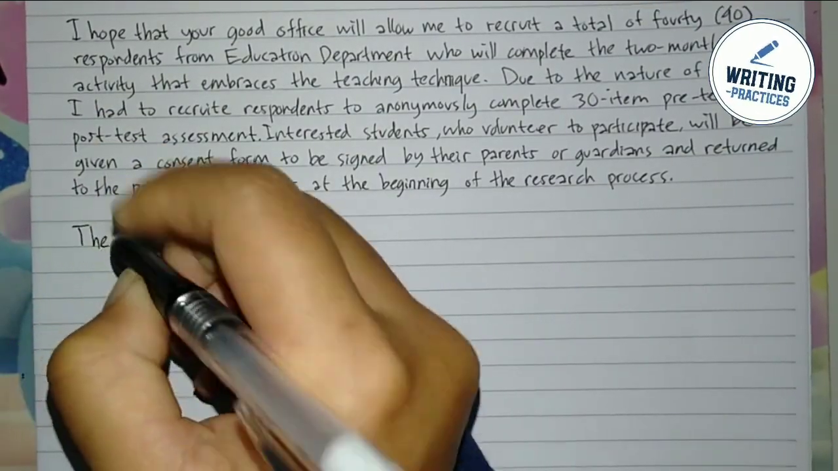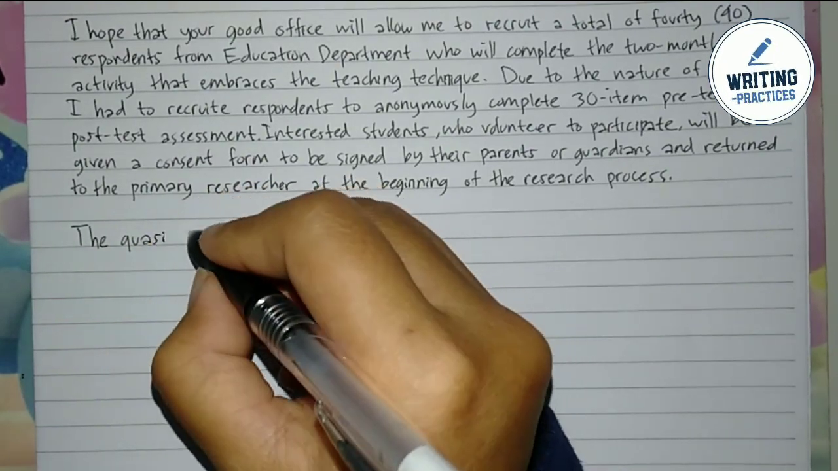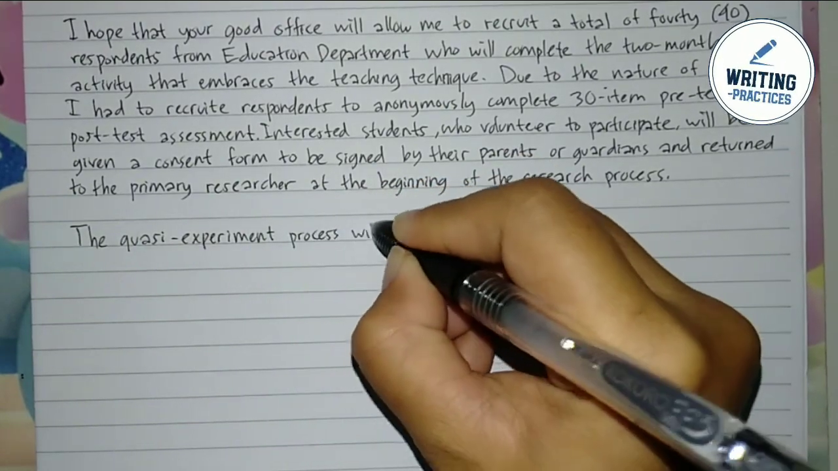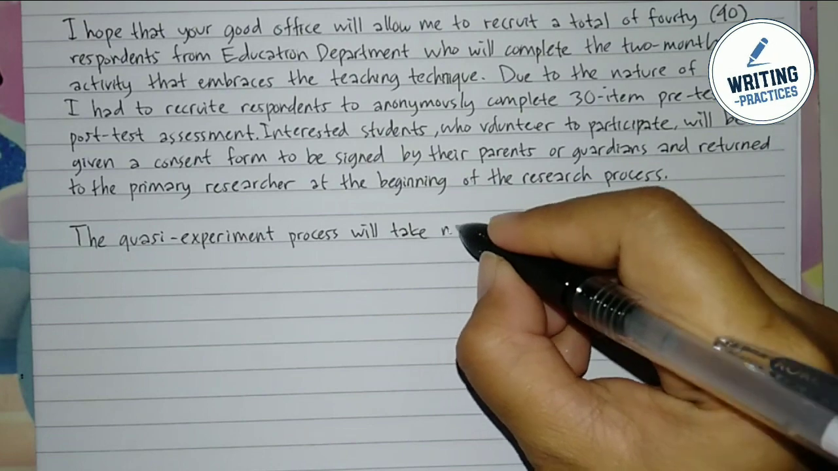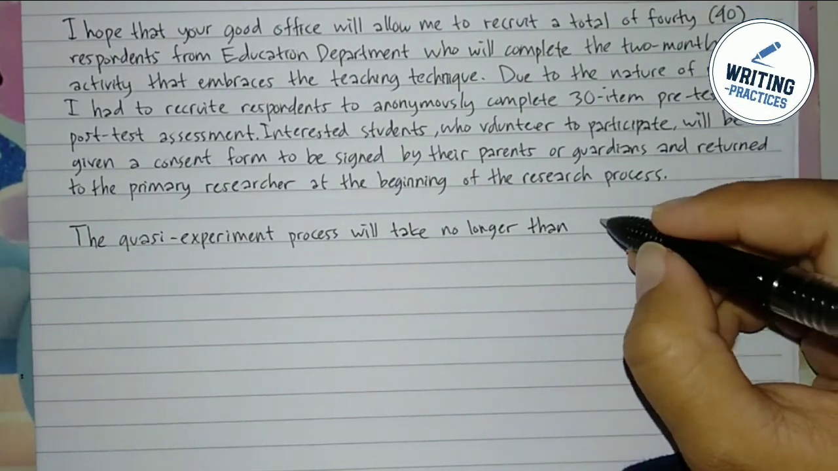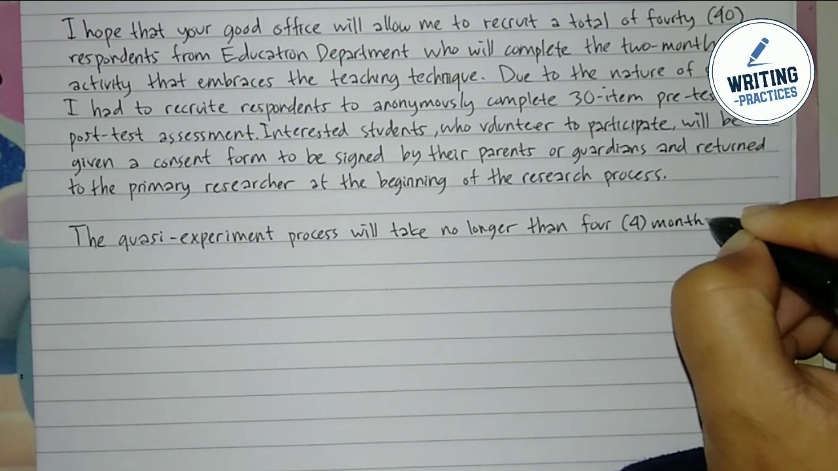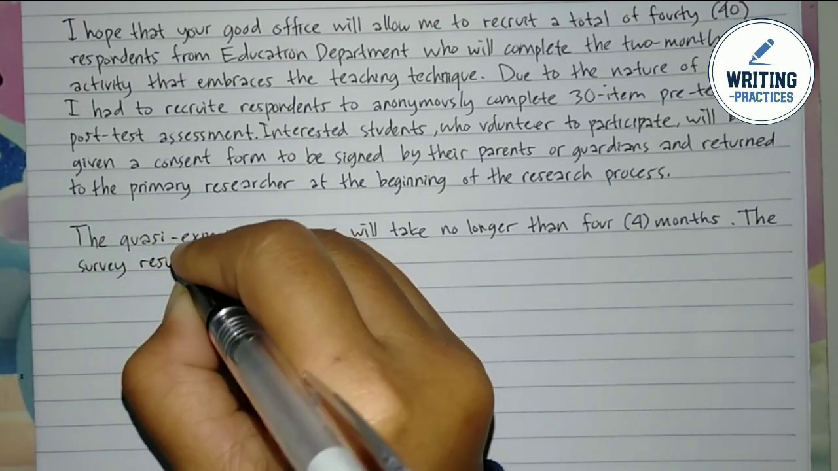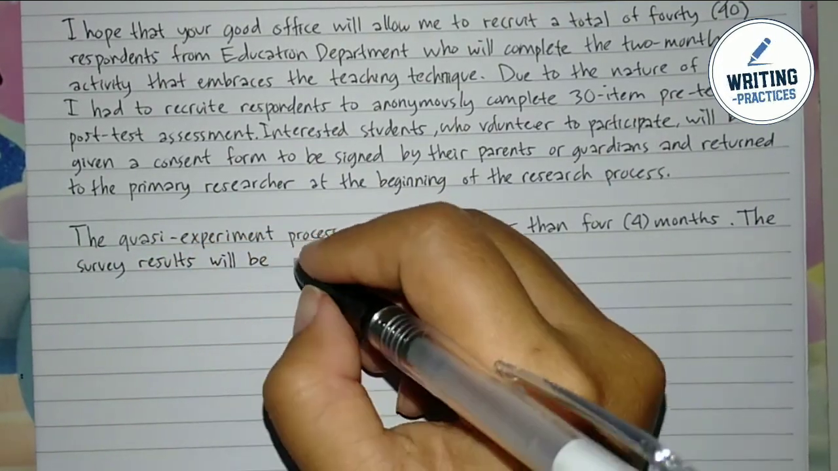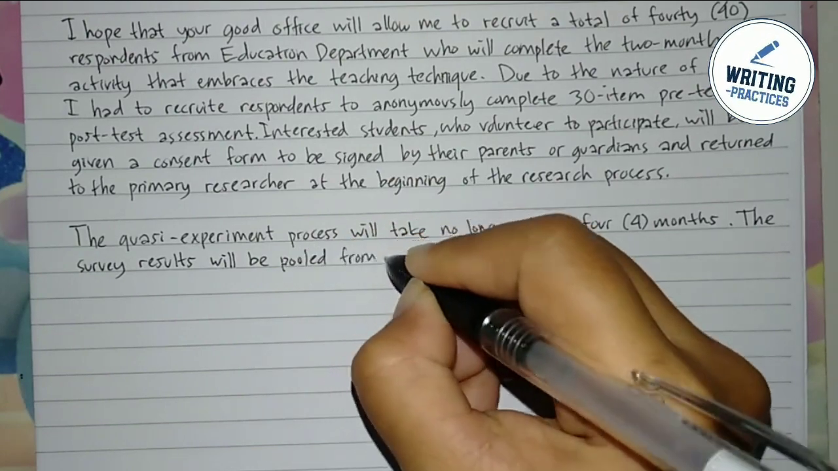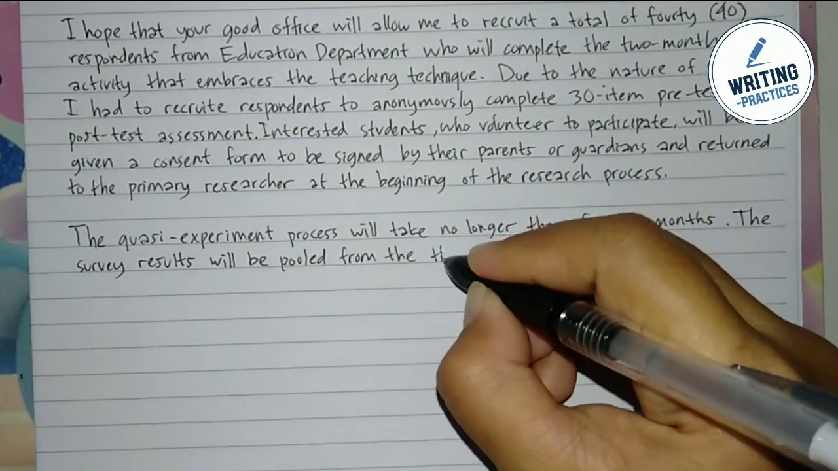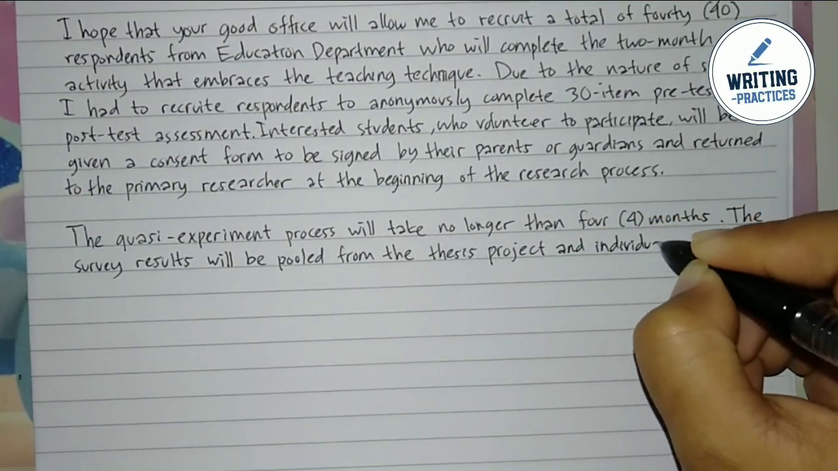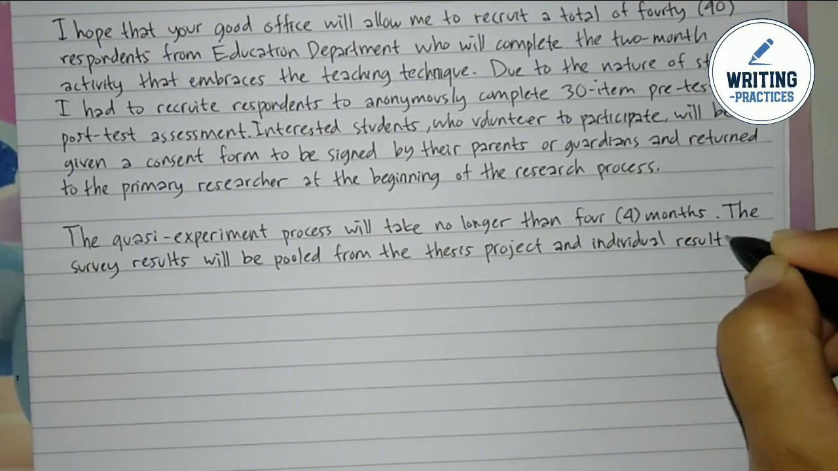And in the third paragraph, write the maximum period of time that the research study will take. In this example, the quasi-experiment will take less than 4 months. And tell the recipient what you will do with the results of the survey. For example, you may input it into your thesis or something.